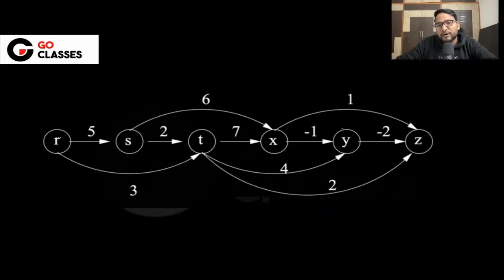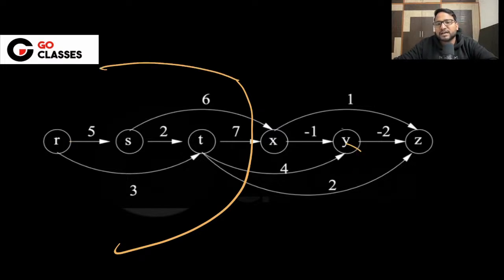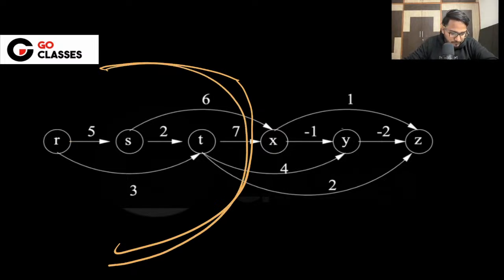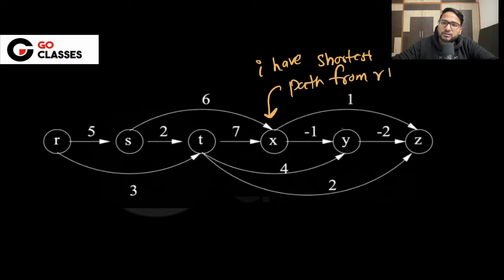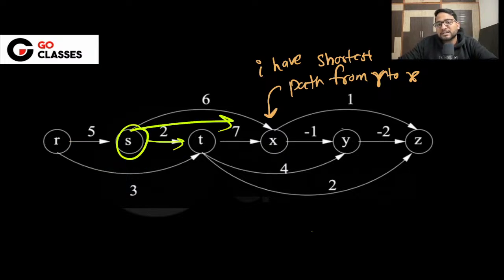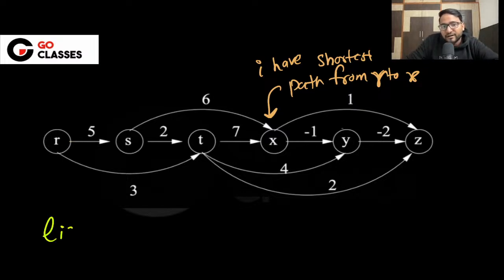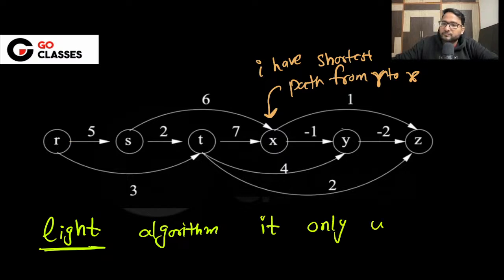So if we want to find the shortest path between R and X, then it must be using the edges before X, because the edges after X can't even reach X. So it must be using all the edges before X, isn't it? So if you have already explored all the edges before X, aren't you getting the shortest path from R to X directly? The moment I come to X, I have the shortest path from R to X. Why? Because from R to everyone I'm exploring, and then from this to everyone I'm exploring. So if you are exploring in this order, then you are calculating the shortest path right away. So this is a light algorithm in the sense that it only works for DAG.